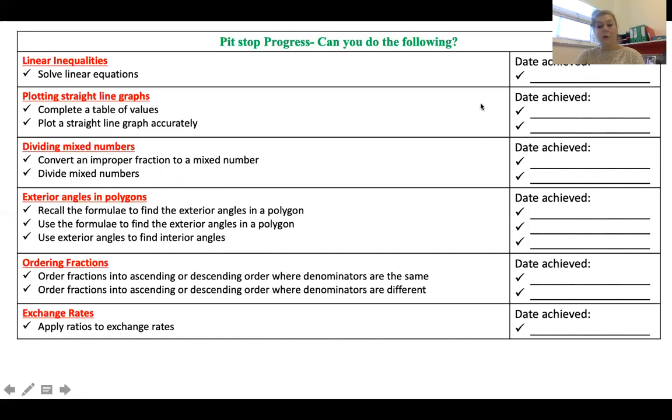So again, if you go on to Corbett Maths, you'll be able to highlight some of these topic areas, have a little practice and see how you get on. Anything that you know you're confident with, you can say you've achieved that, you can do it, and any gaps we can identify and support you with your progress in the future.